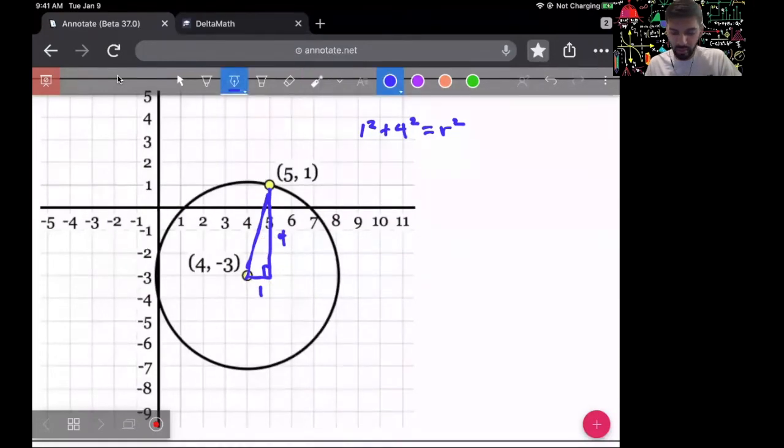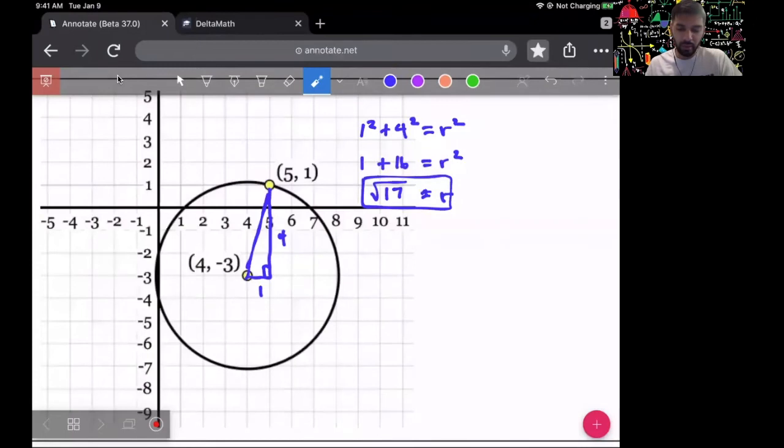So this is going to be 1 squared. 1 squared is just 1. 1 plus 4 times 4 is 16, equals r squared. So the square root of 17 is equal to the radius. So here's our radius. The radius is equal to the square root of 17.